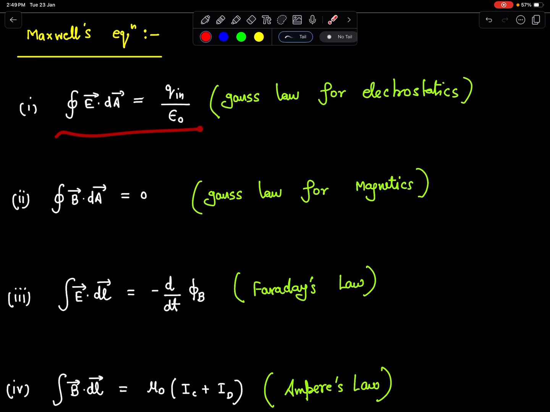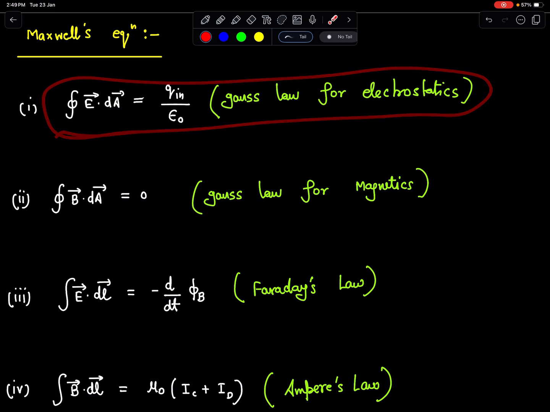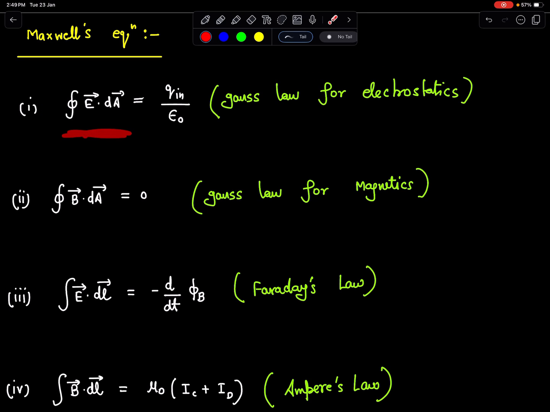You already know about Gauss law of electrostatics. That is, phi electric is equal to the integral of E dot dA over a closed surface, and it is equal to charge inside by epsilon naught. Similarly, there is no existence of monopoles in magnetism. So I can say the integral of B dot dA, which is magnetic flux, is going to be 0 through a closed surface, which is Gauss law for magnetics.